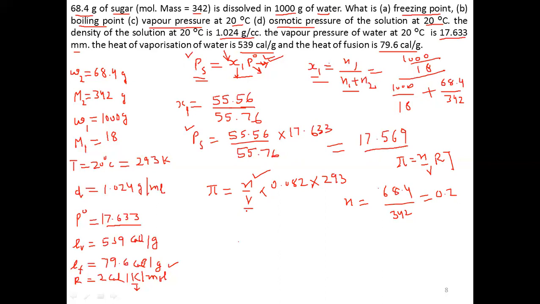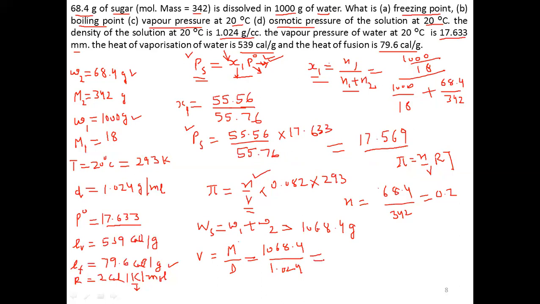Just we have to calculate now volume of solution. We are given weight of solvent and weight of solute. So first we will calculate weight of solution, which is equal to W1 plus W2. It is 1000 plus 68.4, which is 1068.4. It is its weight. We have to calculate the volume. We have a relation: density is equal to mass per unit volume. So volume is equal to mass upon density. It is 1068.4 divided by density, which is given as 1.024.